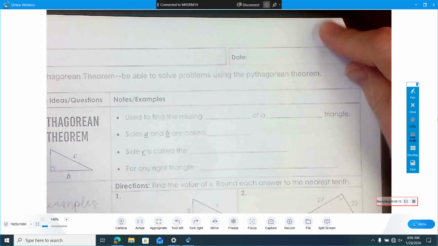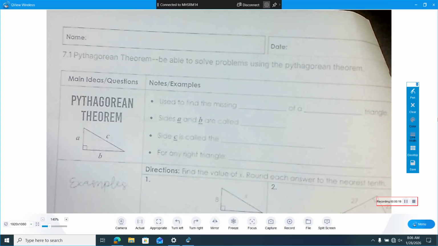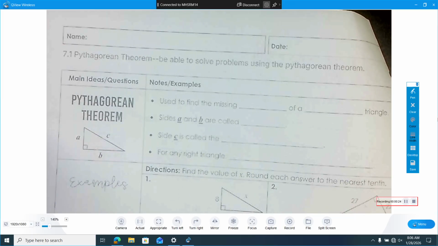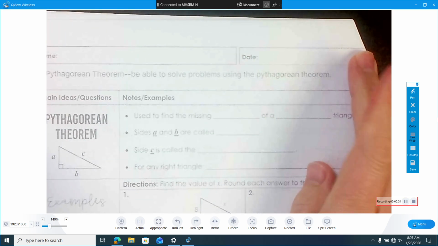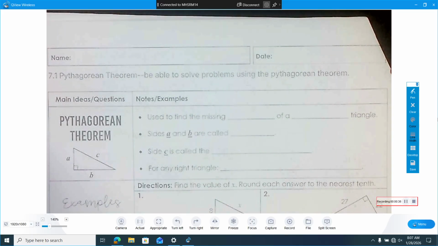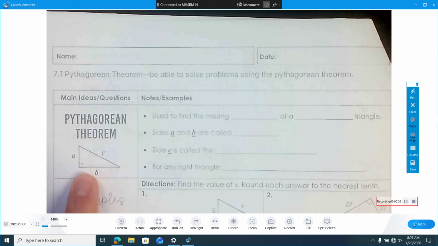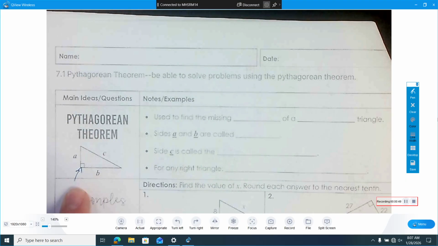So we're talking about the Pythagorean Theorem. We're going to use this whole unit. And you're just going to have to know, hey, I got to use the Pythagorean Theorem today. So we want to be able to solve problems using the Pythagorean Theorem. And we can use it when we have a right triangle. Very, very, very important. You must know that it's a right triangle. Otherwise, it's not very helpful, okay?